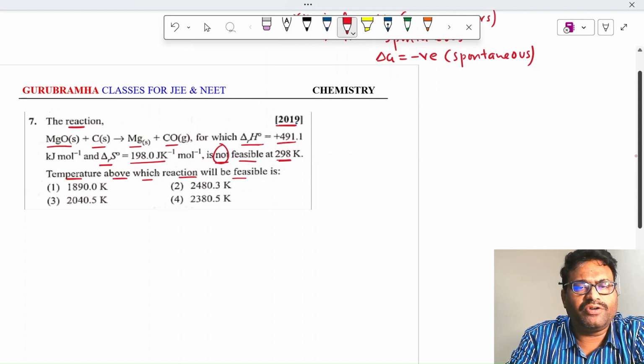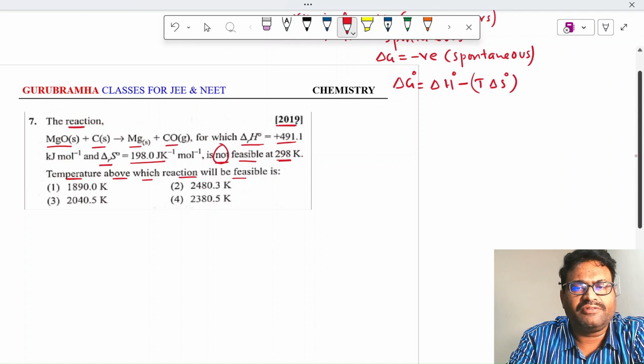We know delta G naught is equal to delta H naught minus T delta S naught. What does this naught represent? Standard conditions. We are measuring the change in Gibbs energy, the change in enthalpy, and the change in entropy at standard conditions. So this naught represents that the quantity is measured in standard conditions.